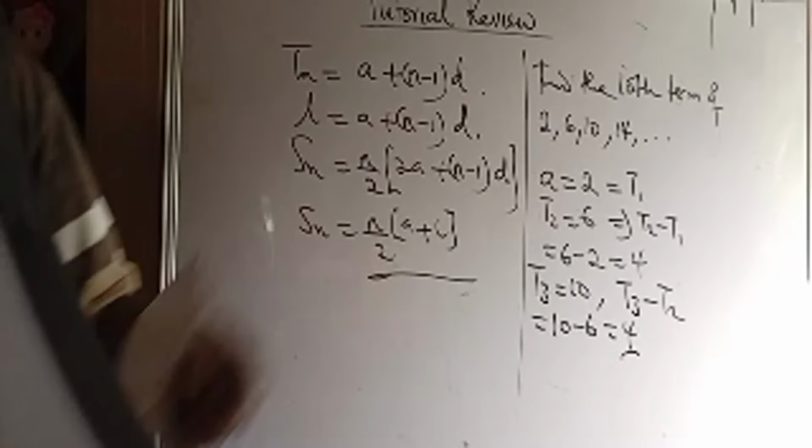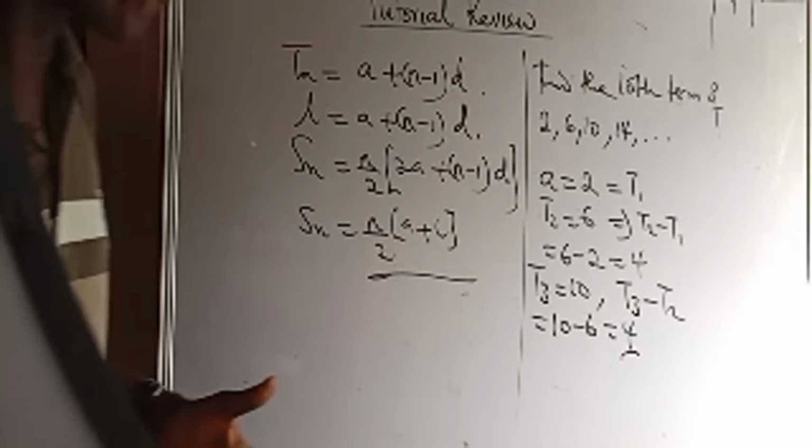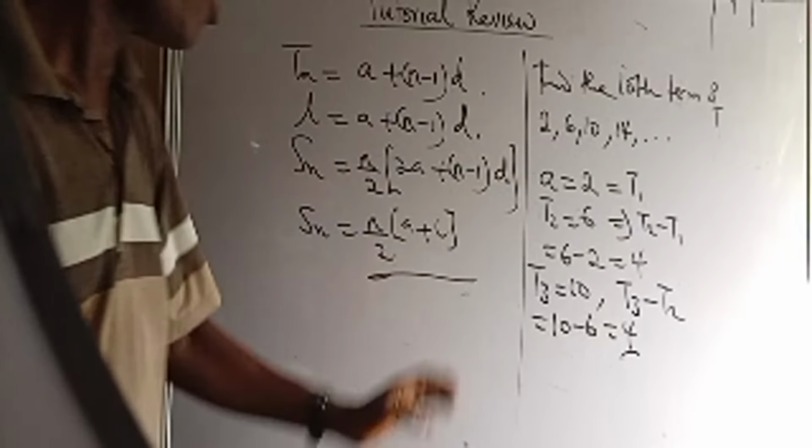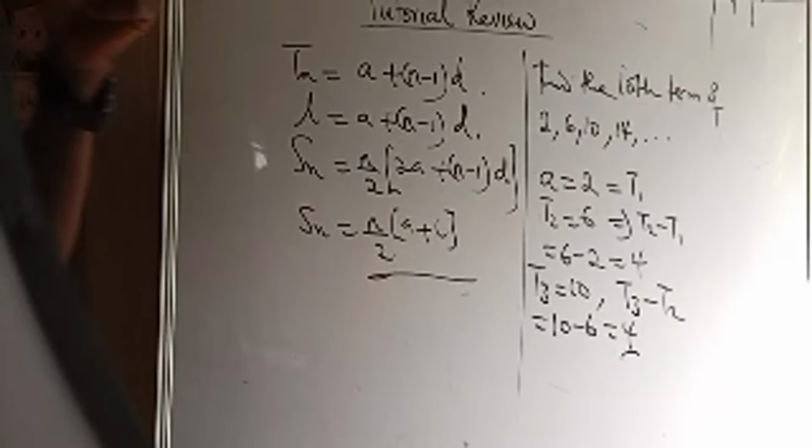If you try the other one, the last one too, if you subtract that from that, it will still be 4. So that means 4 is constant and 4 is the common difference. So obviously, this is an arithmetic, an AP series.